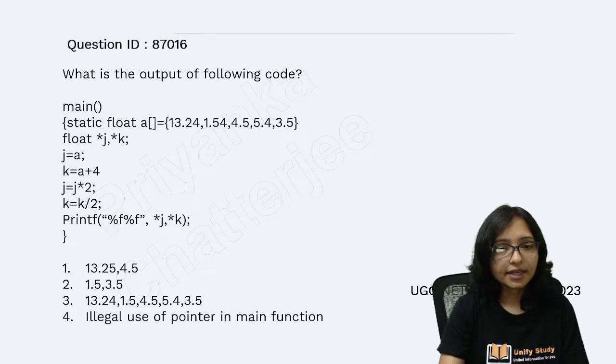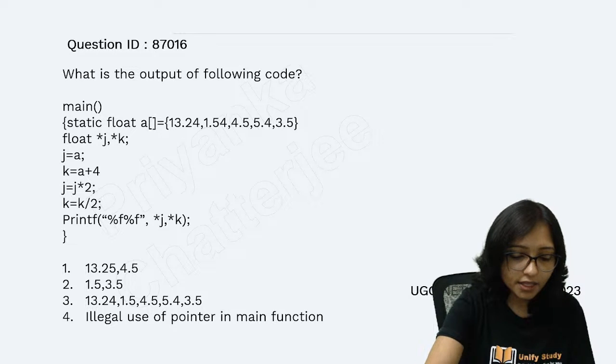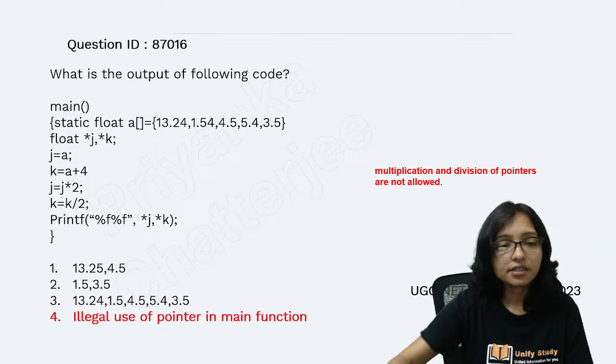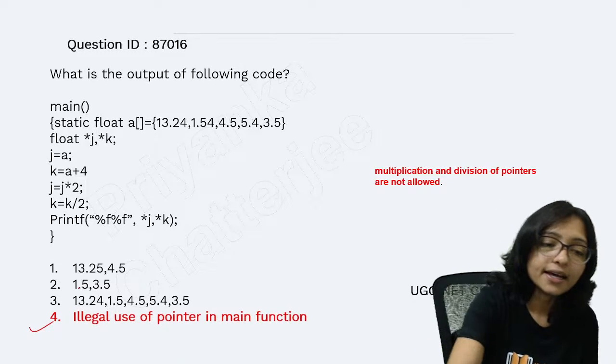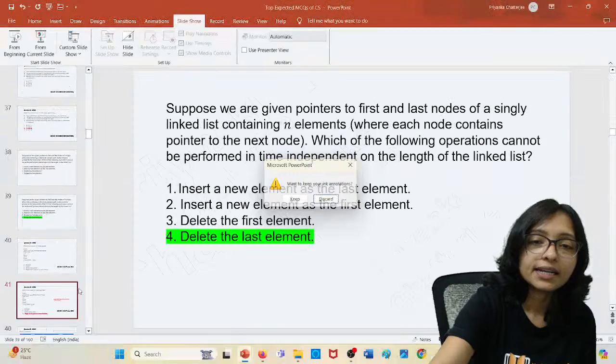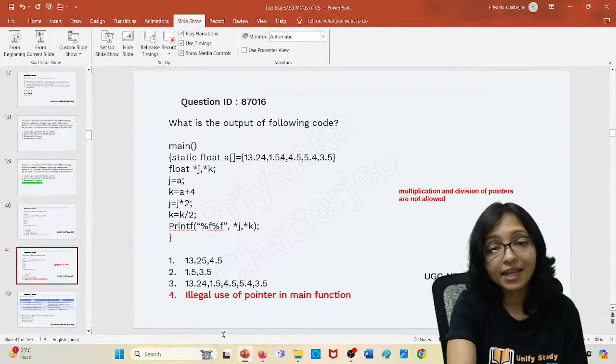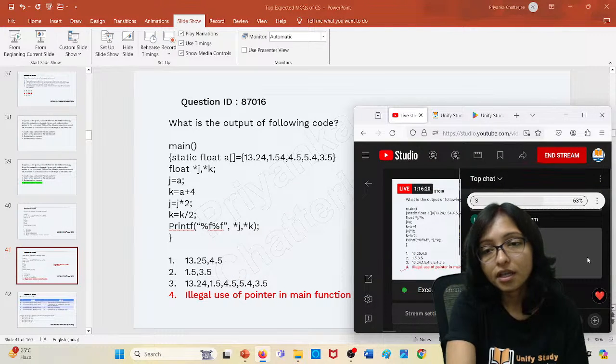Here I can get the answer. So the answer is that 65% of students are correct. Illegal use of pointer. Definitely it is illegal use of pointer. Why is it an illegal use of pointer?